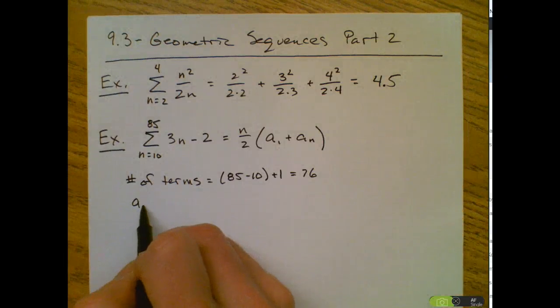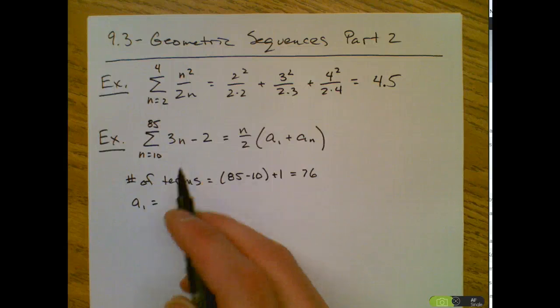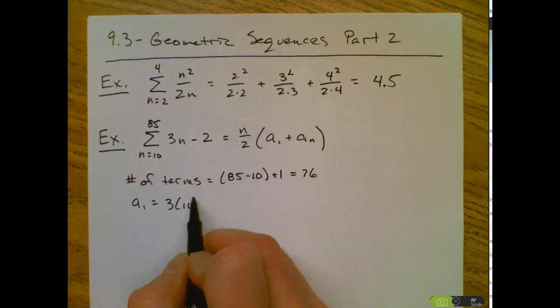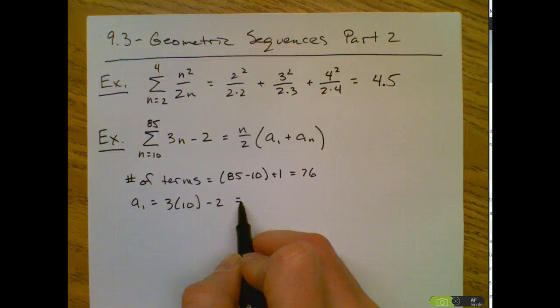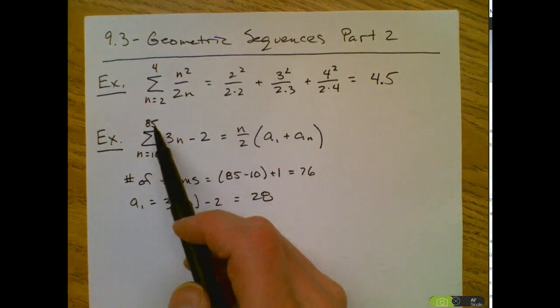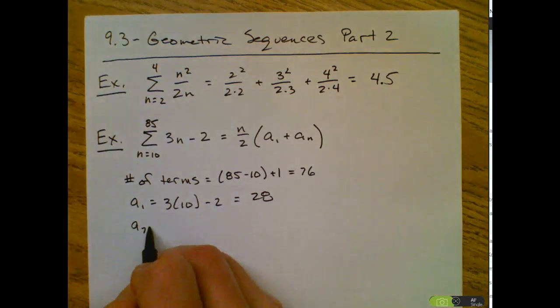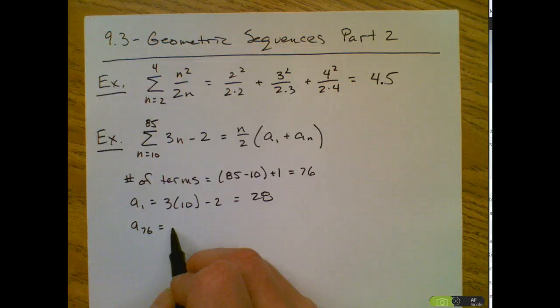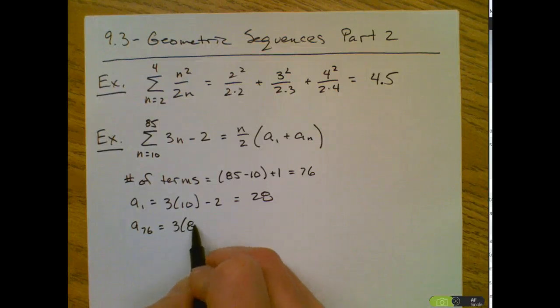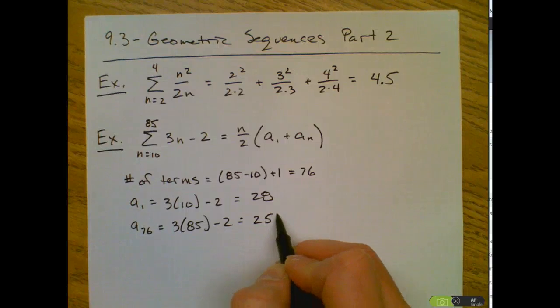We need the first term. The first term we get by plugging 10 into our expression. So it's going to be 3 times 10 minus 2. That gives us 28. We also need the last term, the term that we get when we plug in 85. Since there's 76 terms, that's going to be the 76th term. So that's 3 times 85 minus 2, which gives us 253.